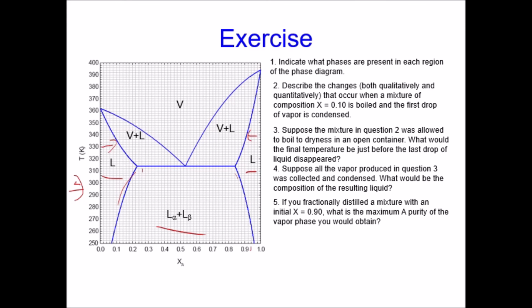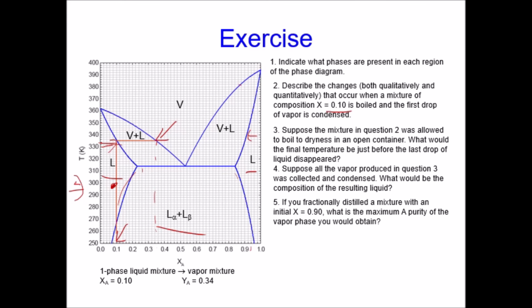That's question number 1. Question number 2: describe the changes that occur when a mixture of composition x equals 0.1 is boiled. So 0.1 is here, and assume it is at room temperature, so the initial point is right here. When you heat it, the temperature goes up until it becomes about 330. It starts to boil, and the vapor phase can be found by the teal line. Here is the vapor phase, and the composition is about 0.34.